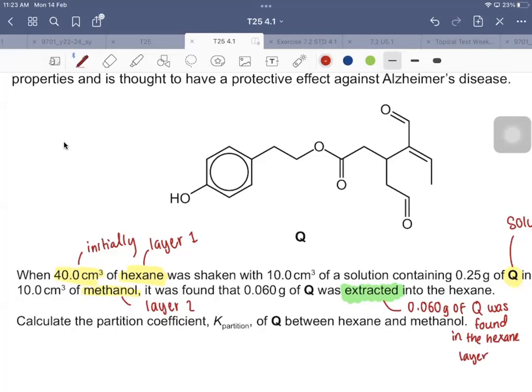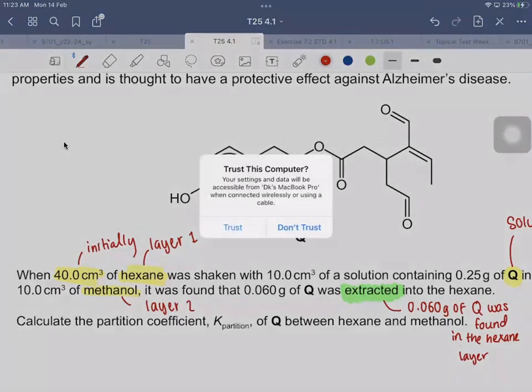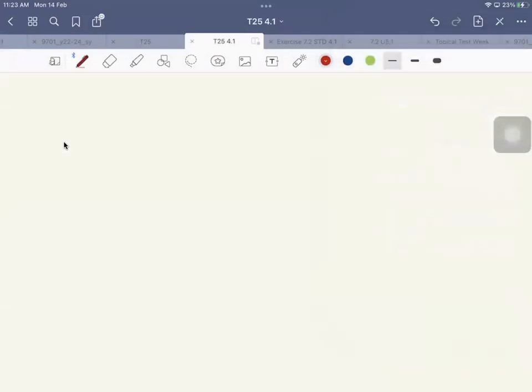Okay, so we will start with drawing the diagram first. In the exam you don't have to draw the diagram, but for your notes I want you to draw your diagram, because then it will help you understand if you come to revise this later. Okay, so here's what we're going to start with. Initially, we have a separating funnel.